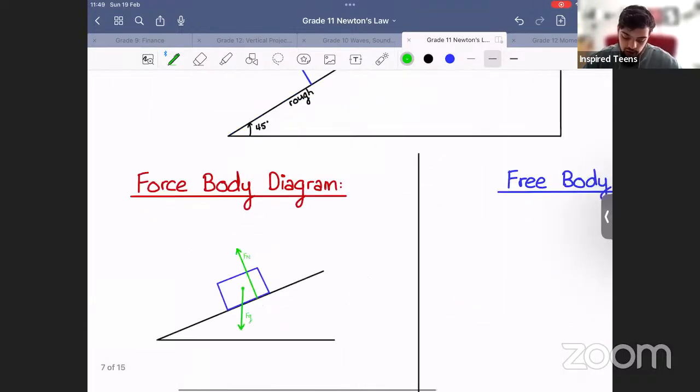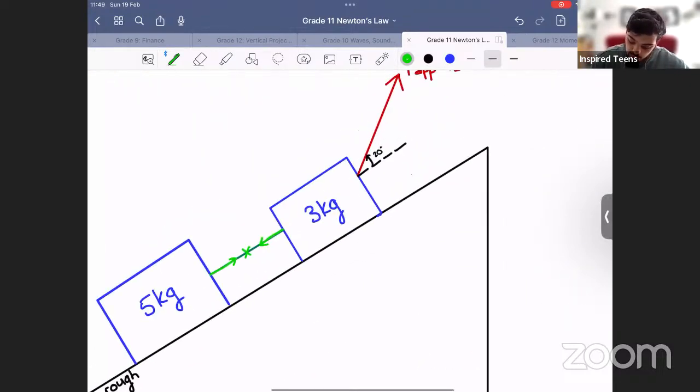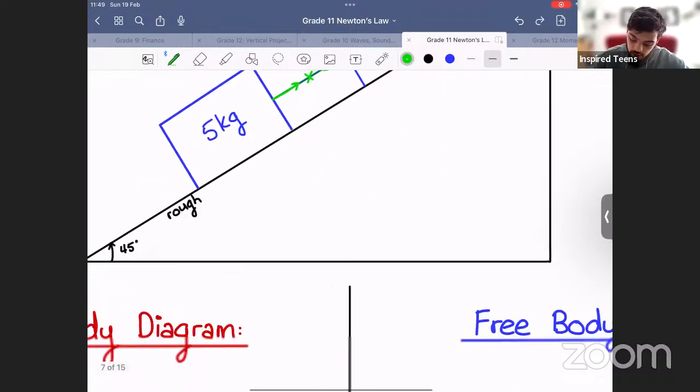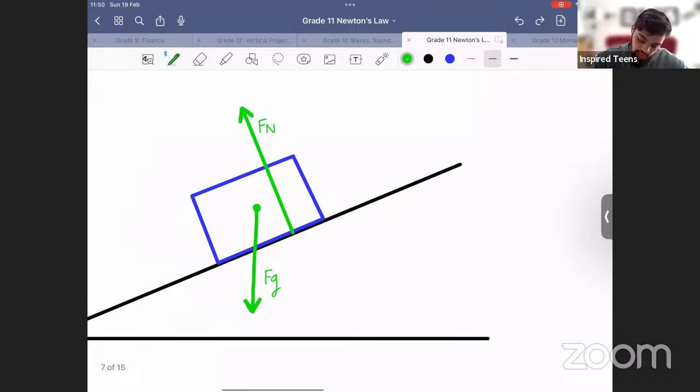So we talked about tension. Whenever you're dealing with an applied force or a tension, wherever it is touching the object, you can show it on your force body diagram at that specific position on the object. However, Fg starts from the center. Normal, you start from the surface. So our tension is going to be something like this, parallel to the surface, and we call this F tension.